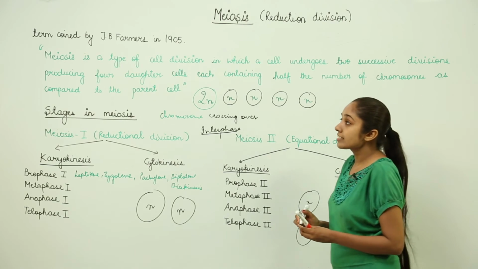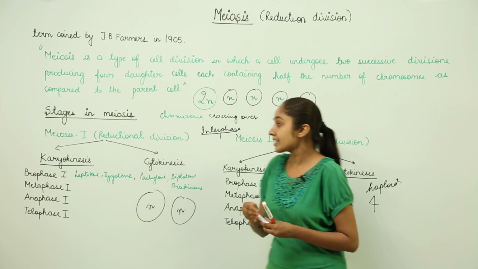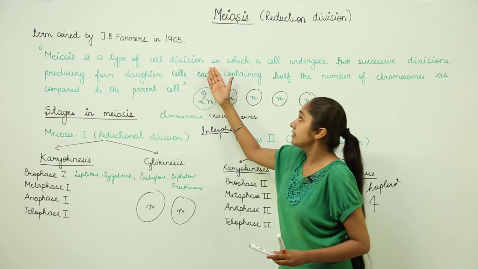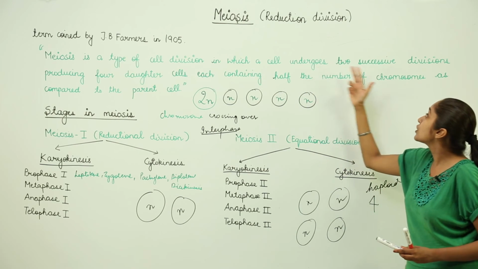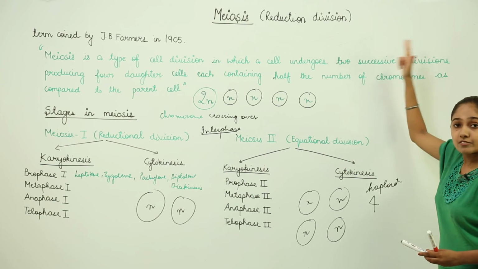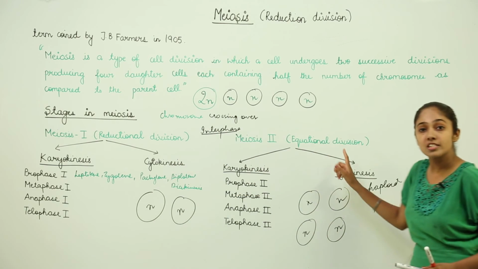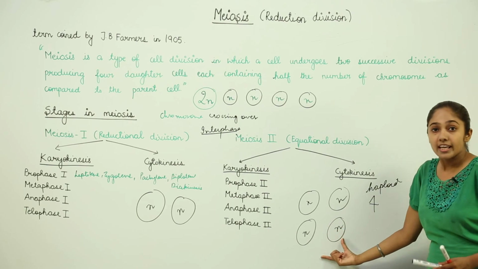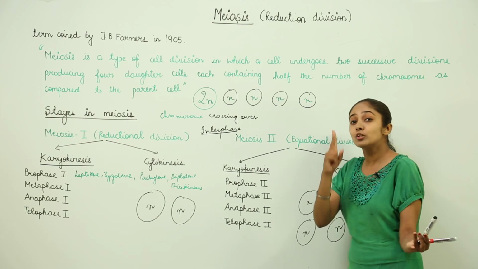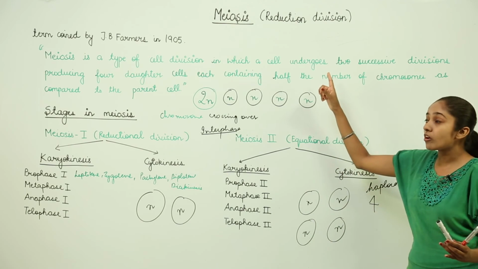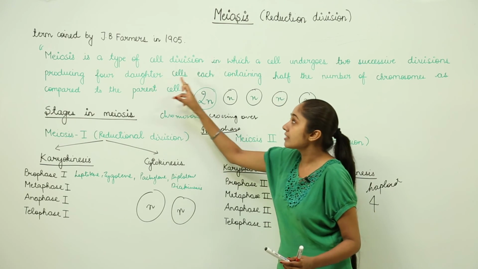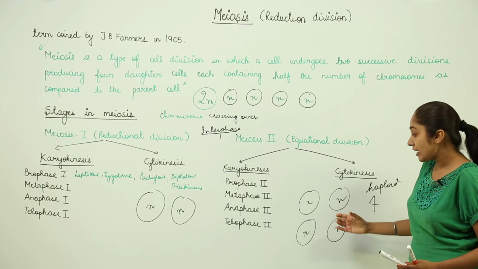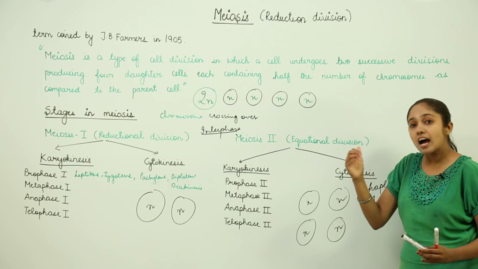Reductional division. So let's now recall the definition again, because now you have a fair idea of what is meiosis. Meiosis is a type of cell division in which a cell undergoes 2 successive divisions. Which 2 successive divisions? That is meiosis 1 and meiosis 2, producing 4 daughter cells. In case of mitosis, remember, we have 2 daughter cells. But in case of meiosis, what is the difference? We have 4 daughter cells, each containing half the number of chromosomes, right.